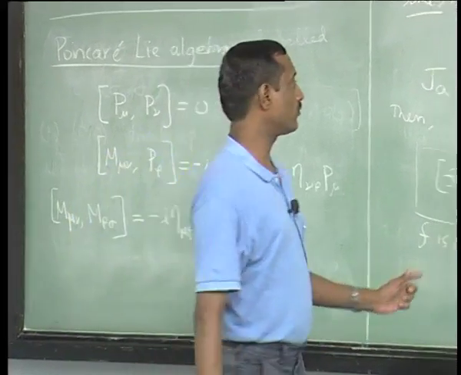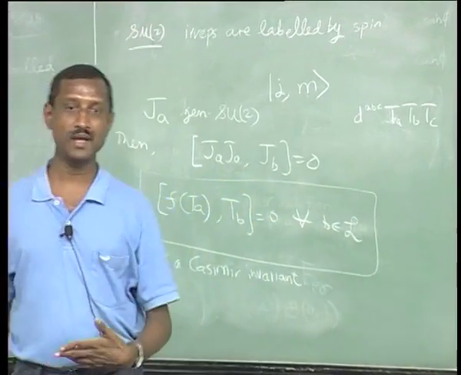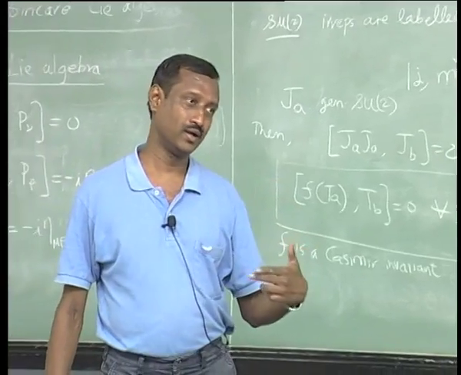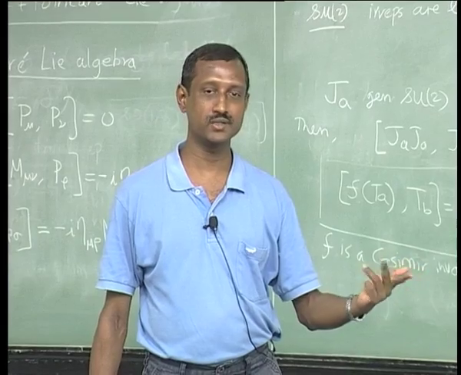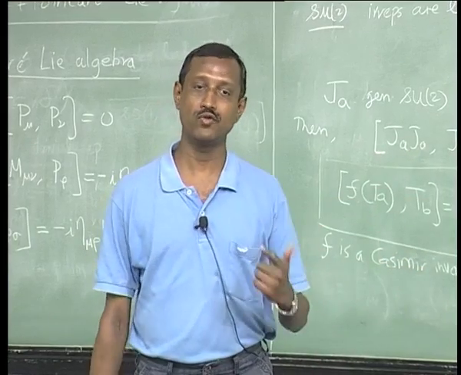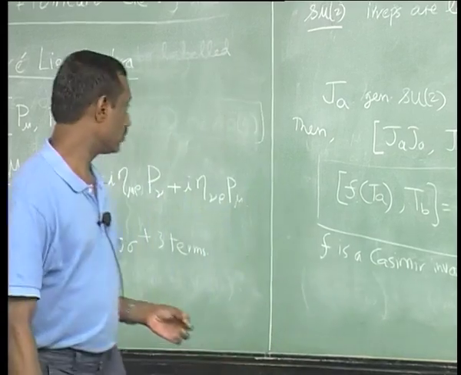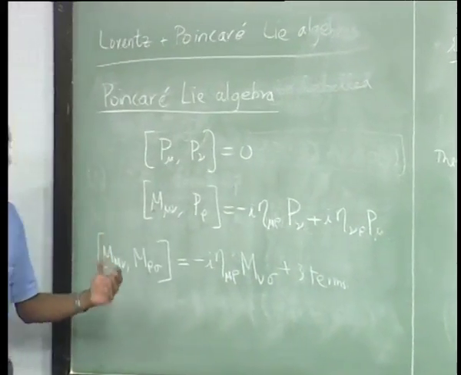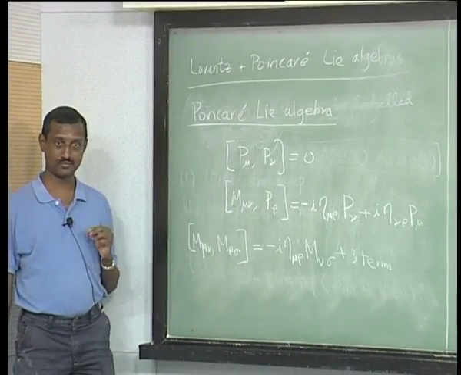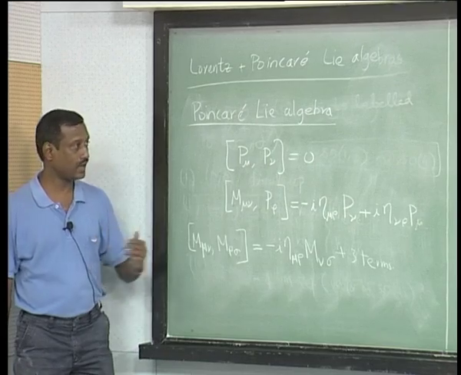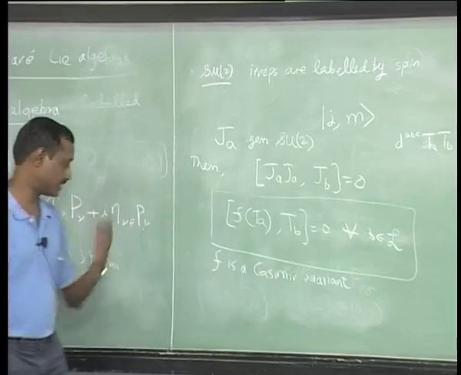So this will give you a cubic Casimir, and that implies that irreps of SU3 are labeled by two numbers, like 1 for SU2. Is that clear? So what we have to do here is to ask, can we construct guys which commute with everything, and we will use this as a way of understanding that.